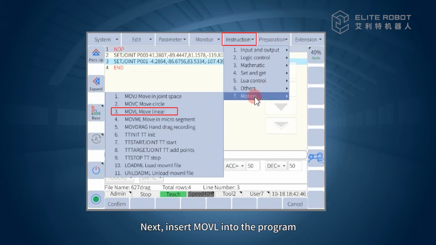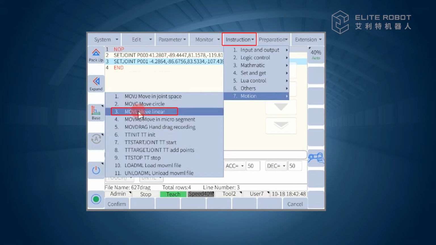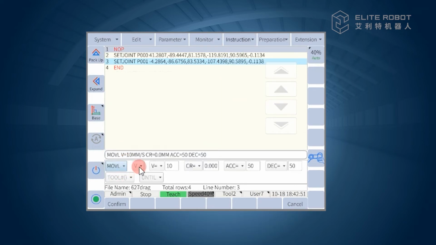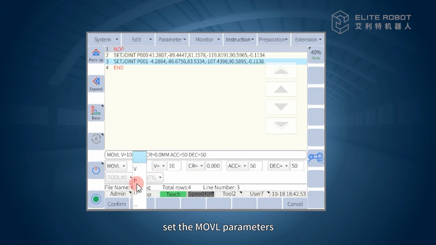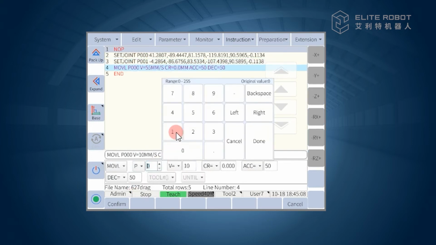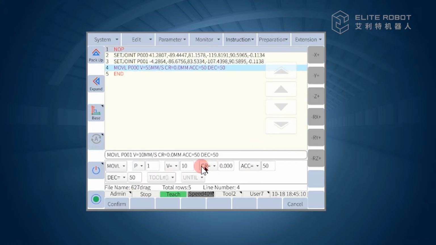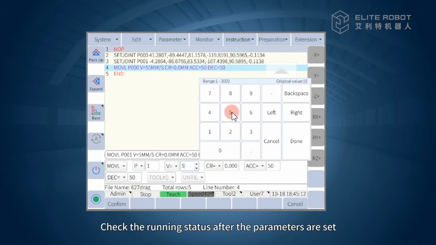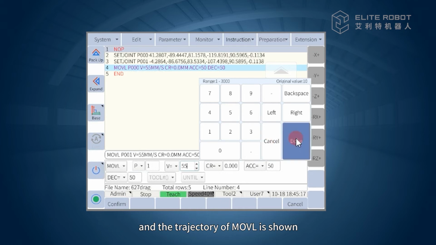Next, insert MOVL into the program. Set the MOVL parameters. Check the running status after the parameters are set, and the trajectory of MOVL is shown.